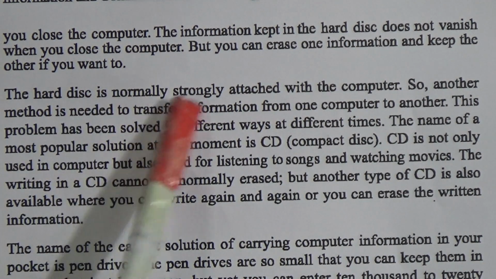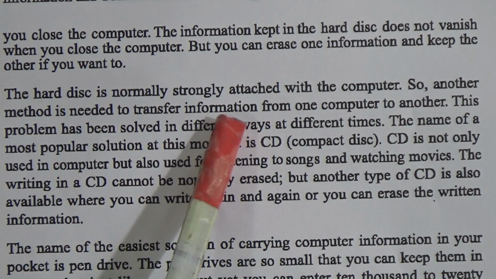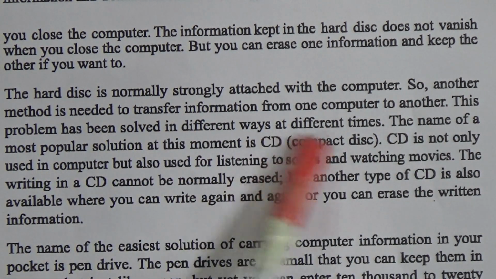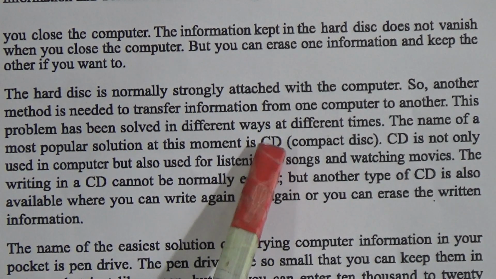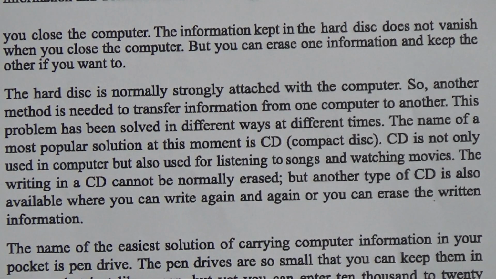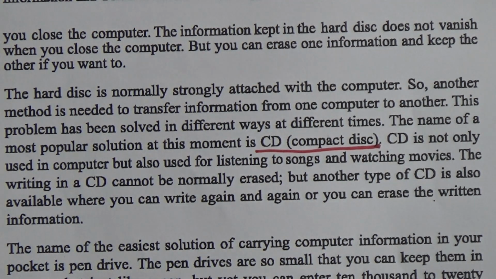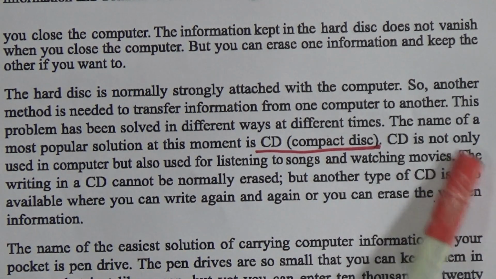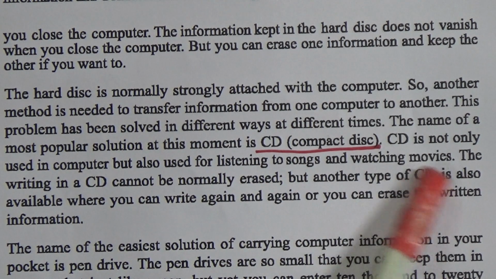The hard disk is normally strongly attached with the computer. So another method is needed to transfer information from one computer to another. This problem has been solved in different ways at different times. The name of the most popular solution at this moment is CD. Full form of CD is compact disc. CD is not only used in computer but also used for listening to songs and watching movies. We can use it to listen to music and watch movies.